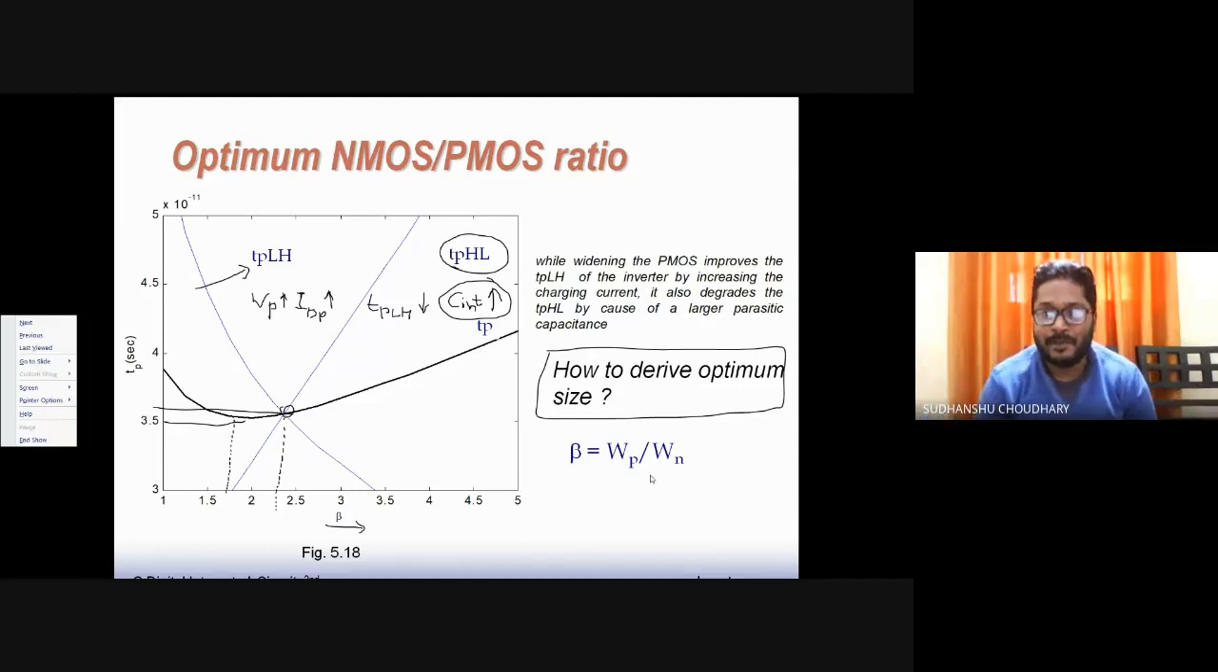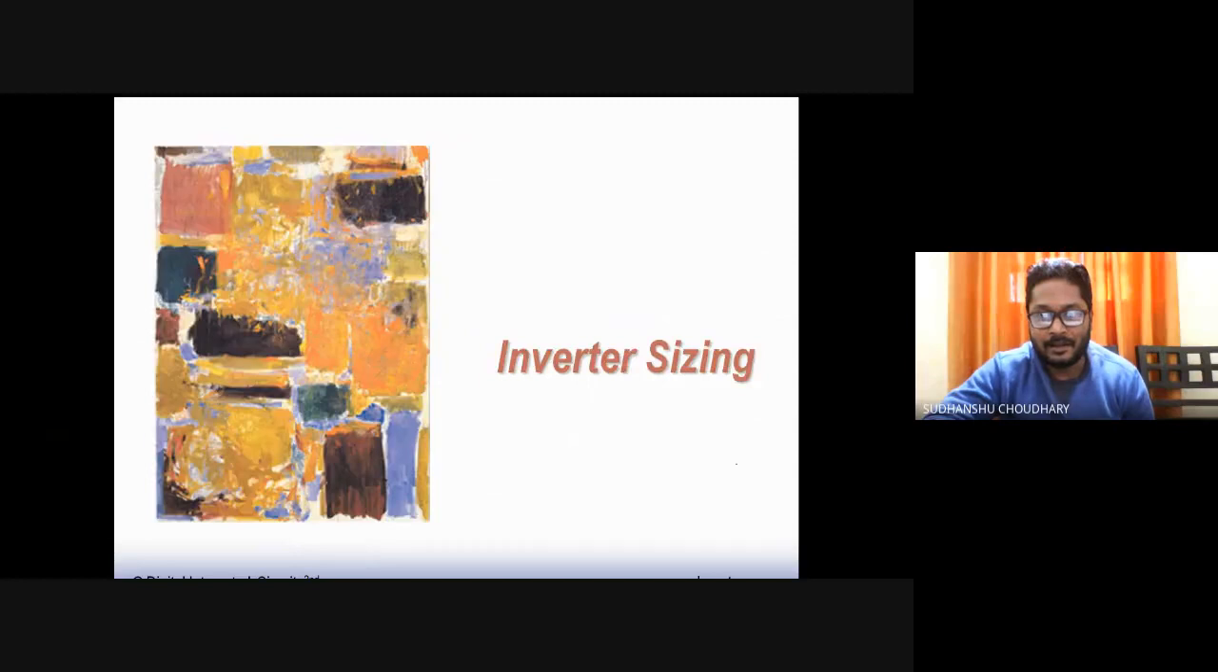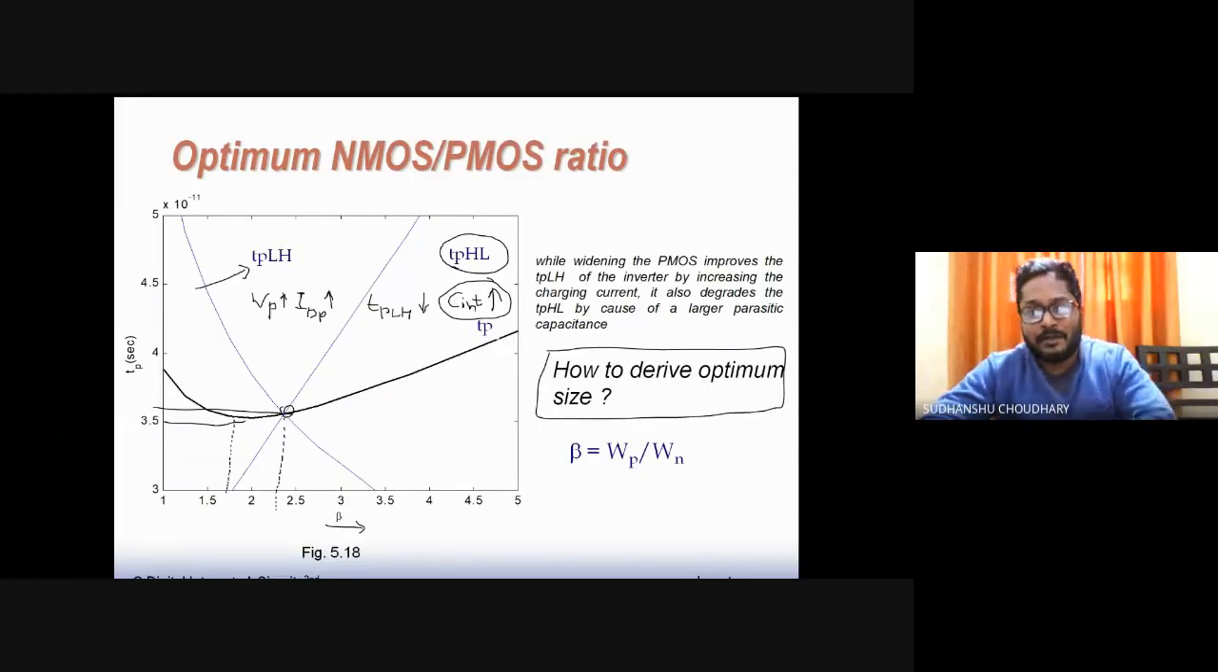So maybe I'll stop here, and we will see in the next lecture how to size the inverters, or how to size any digital IC circuit. Optimum sizing we will discuss in the next lecture.